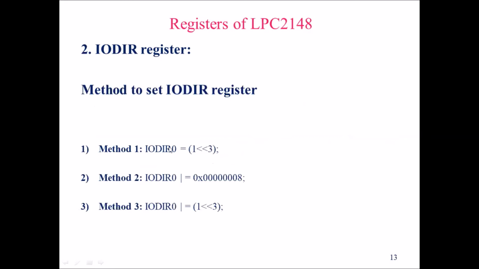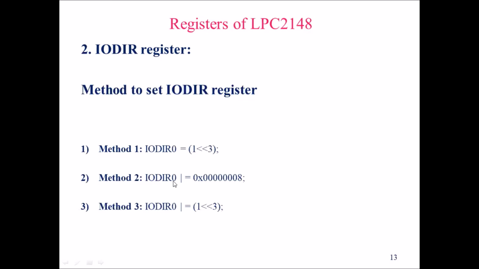Method 1: IODIR equals 1 left shift 3. Here you can see that we are setting the third pin, in port 0. We are setting the third pin in the 0th port as the output pin, where 1 stands for output. There are 32 pins, as you know, and in that we are setting the third pin as the output pin in port 0. 0 stands for port 0.